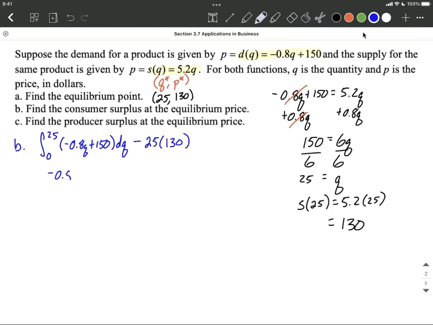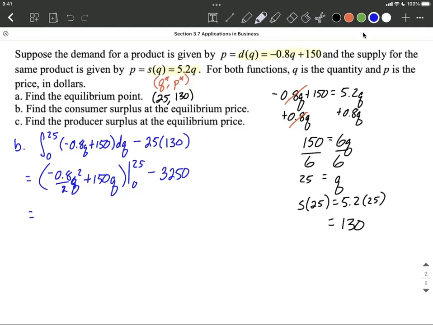So we're going to use the power rule a couple times. Q is now raised to the second power. We're going to divide by that new exponent of 2, plus 150. We'll go ahead and put a Q with that. This will be evaluated between 0 and 25, minus 25 times 130. I got that to work out to be 3250.